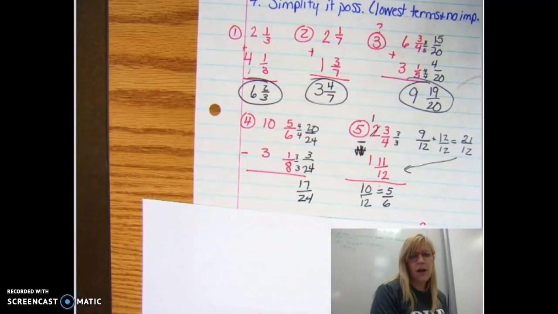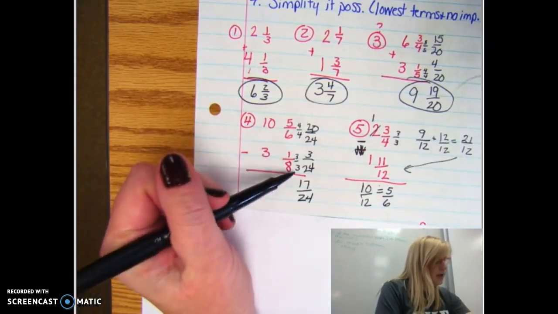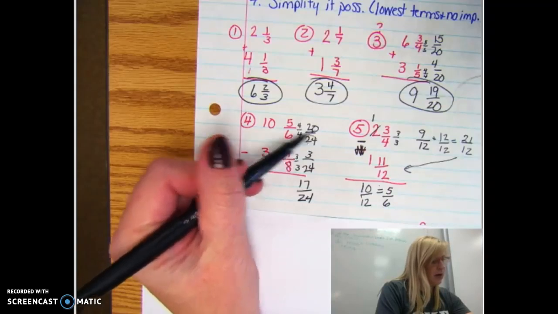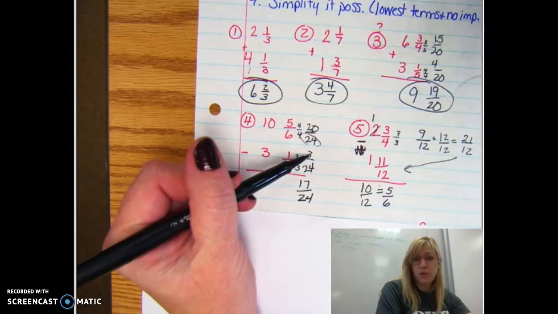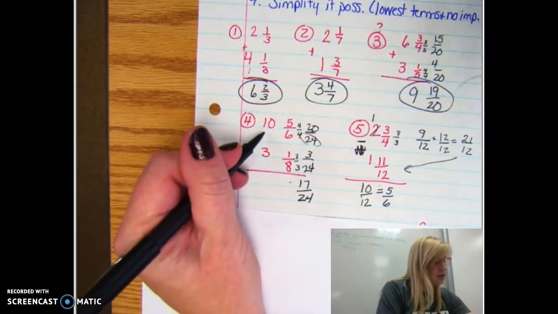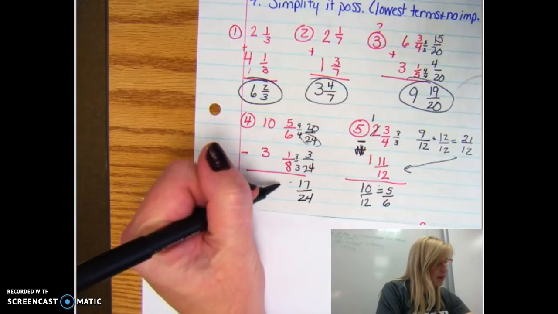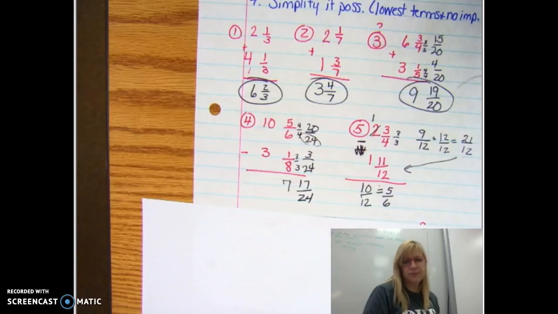All right, so for number 4, what I did was I multiplied it out so that we had the common denominator of 24. So I got 20/24ths minus 3/24ths equals 17/24ths, and now I need to subtract. It's easy to forget that whole number, and that is 7 17/24ths.